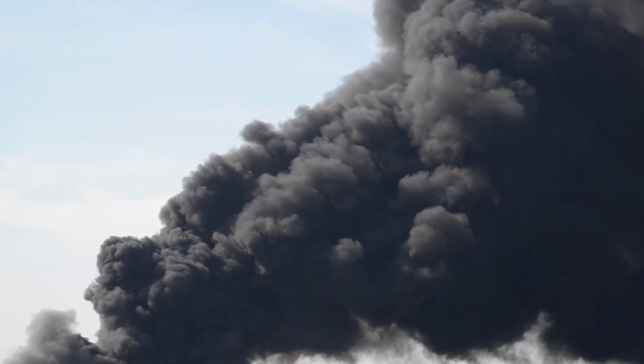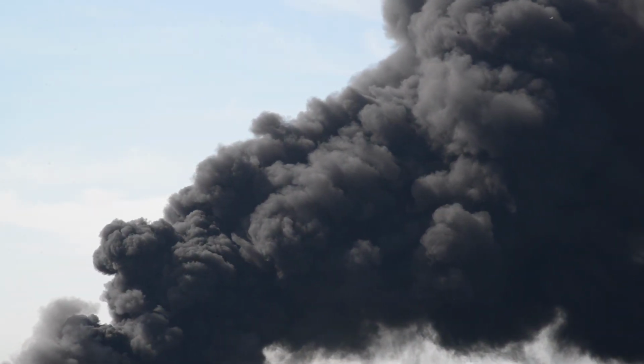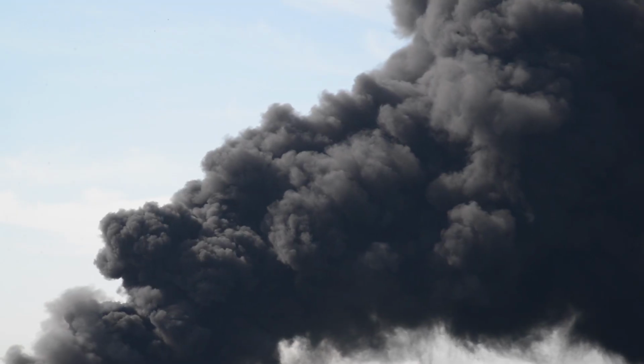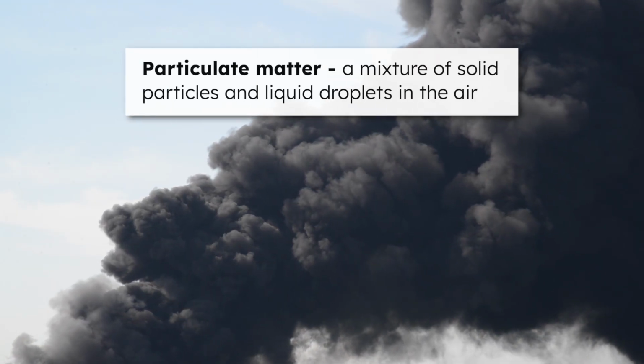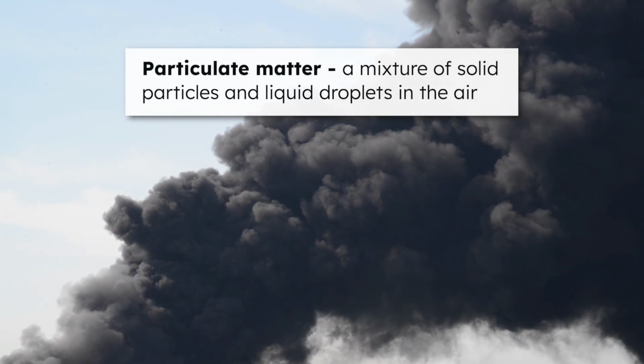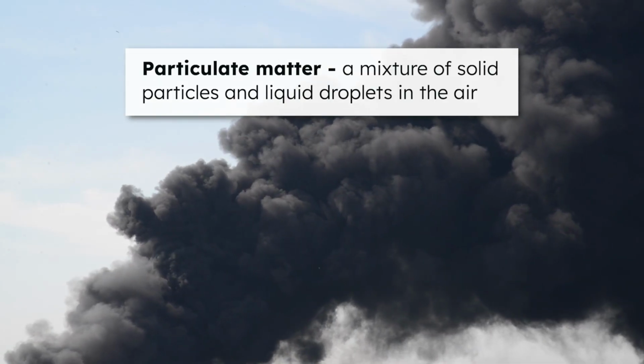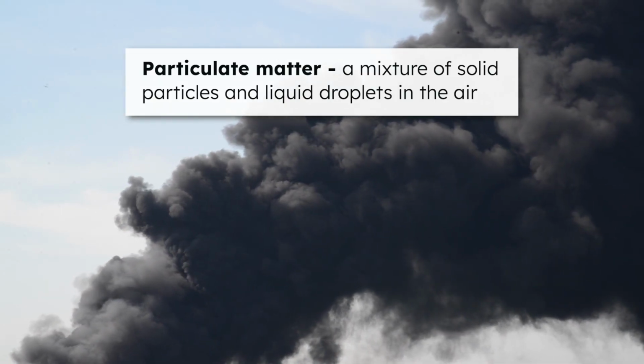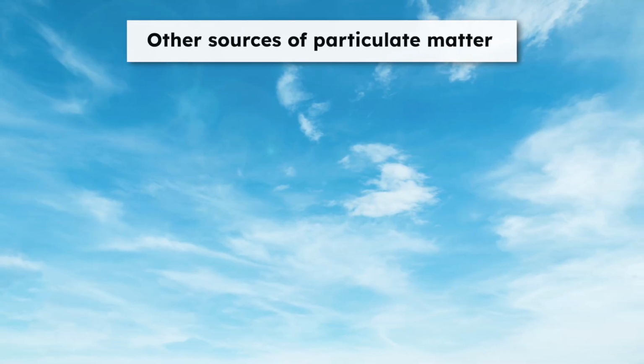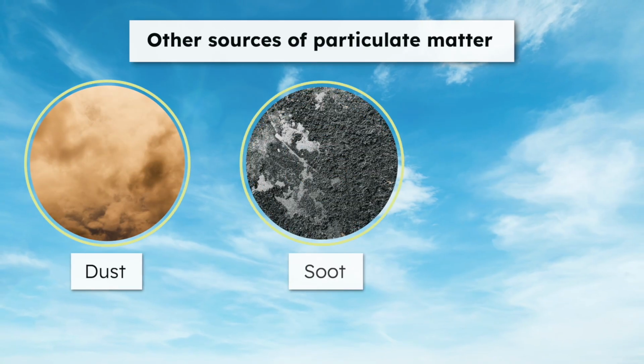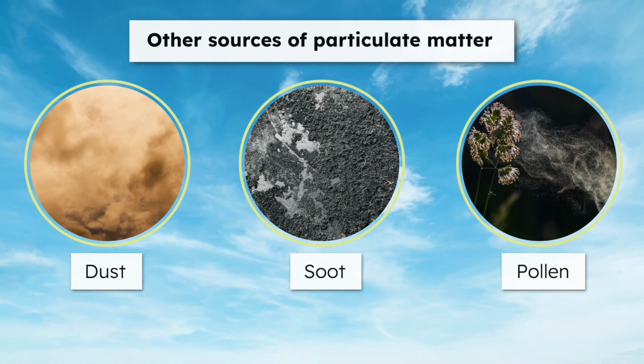Smoke is highly visible because it contains a form of primary pollution called particulate matter. Particulate matter is a mixture of solid particles and liquid droplets in the air, and it's what gives smoke its cloudy appearance. Some other sources of particulate matter include dust, soot, and even pollen from plants. But particulate matter isn't the only primary pollutant to watch out for.